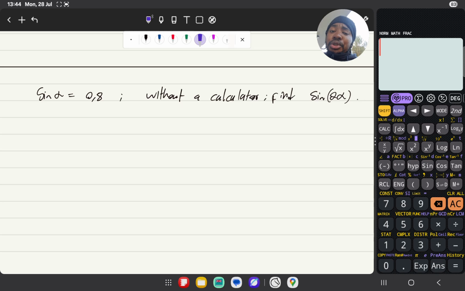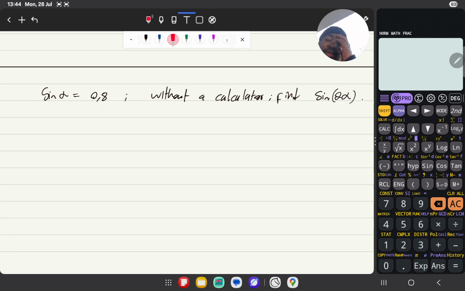Now the question is, how do we do it? Cool. So let's cook. From here, what do you see, bro? I can write this as sine alpha equals 8/10. After writing that, I draw my triangle, and I say this is alpha, and therefore sine alpha is 8/10.